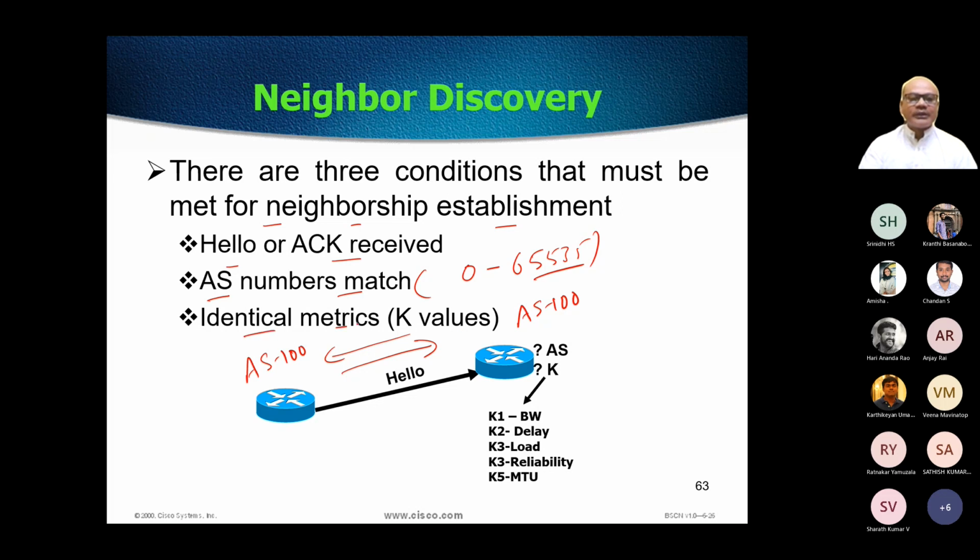The identification of the metric will be based on your K values. What are those K values? K1, K2, K3, K4, and K5. They are bandwidth, delay, load, reliability, and MTU. These are the parameters used to calculate your metric. By default, EIGRP calculates only two of these parameters: bandwidth and delay, meaning the speed of the link and how much bandwidth it has. Based on these two it calculates your metric. The other things are extra features, which we call advanced EIGRP.